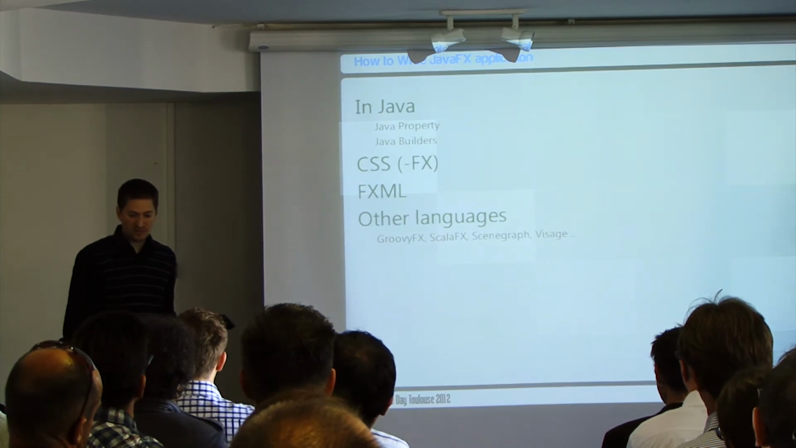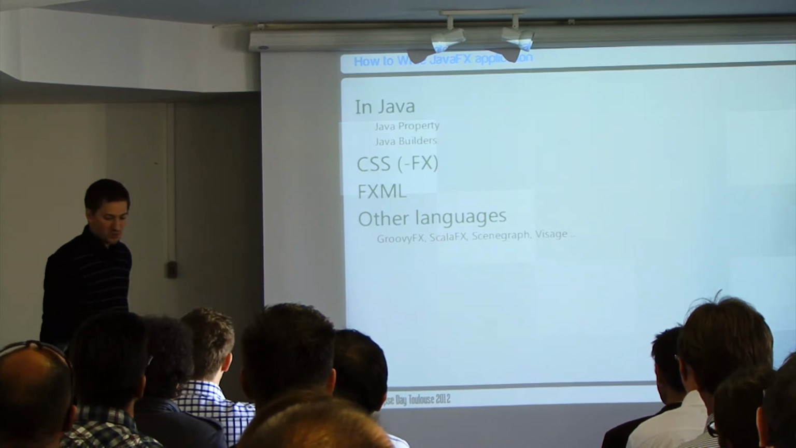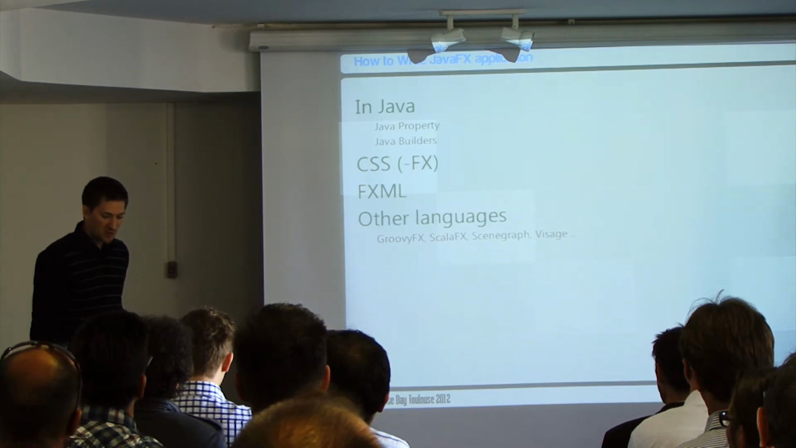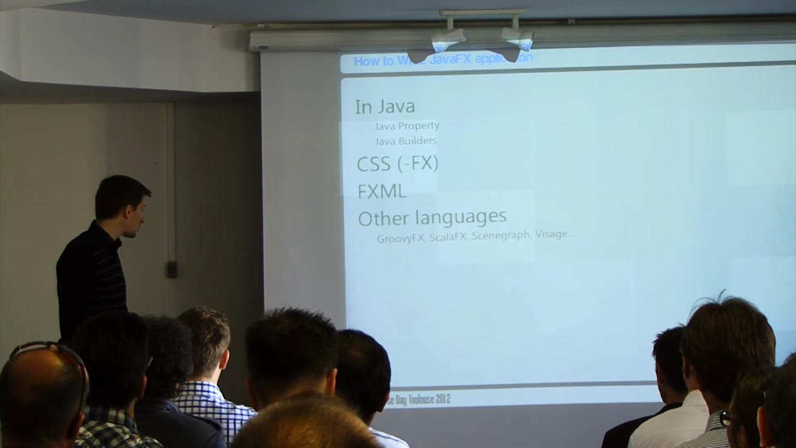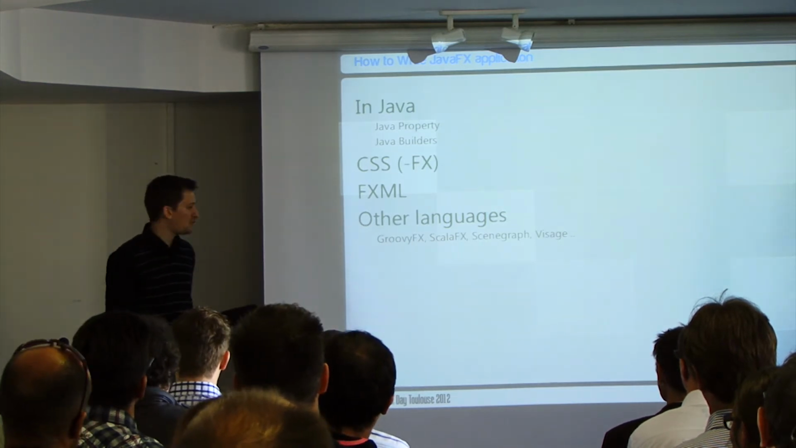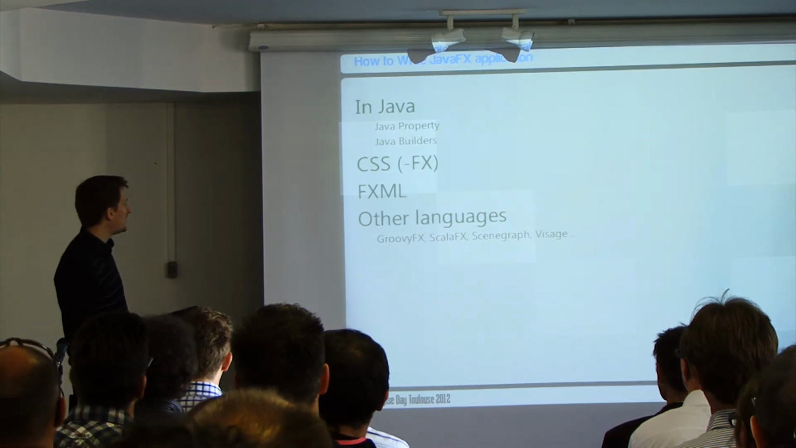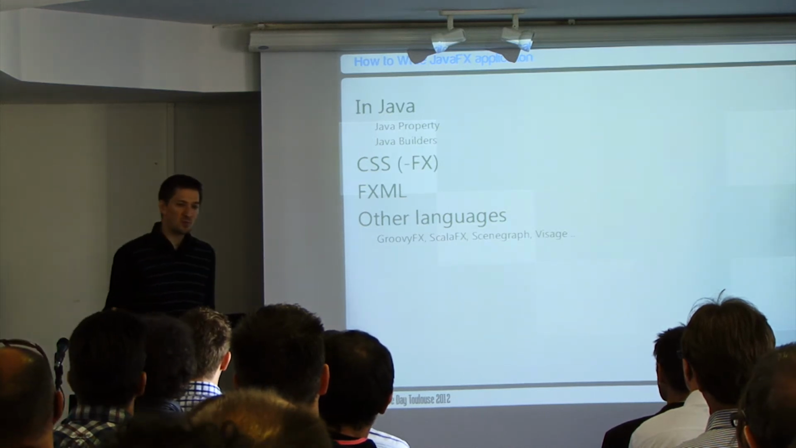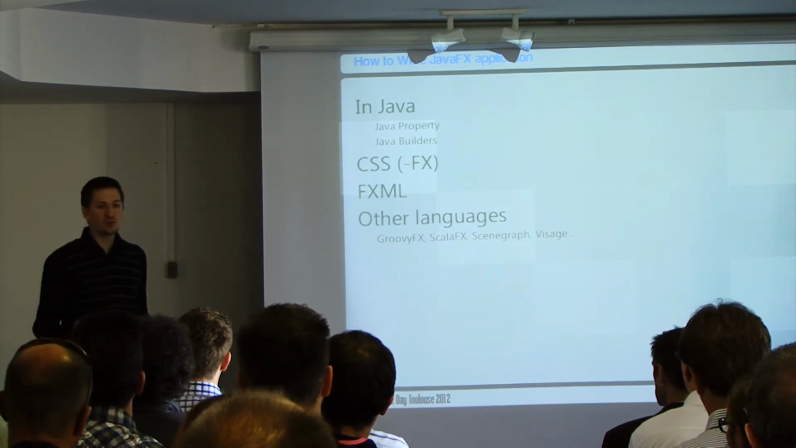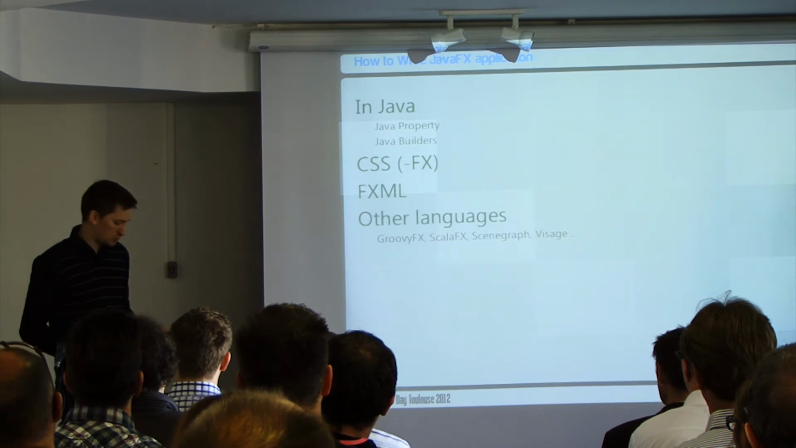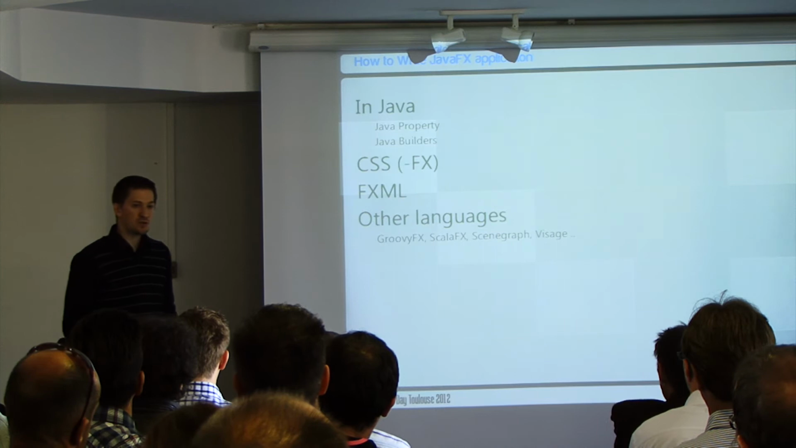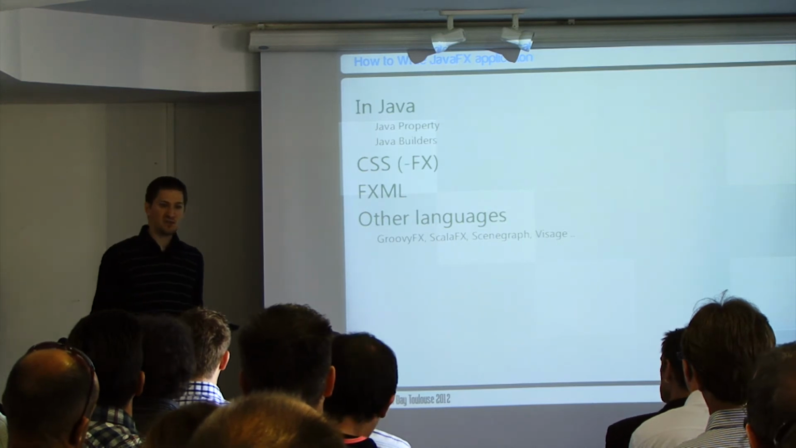So how do you write a JavaFX application? Because it's Java, but we have two new things: Java properties and Java builders, which we will see later. JavaFX provides Cascading Style Sheets, a custom implementation of CSS, because it's not the web standard, and FXML, which is a way to describe the user interface in XML.